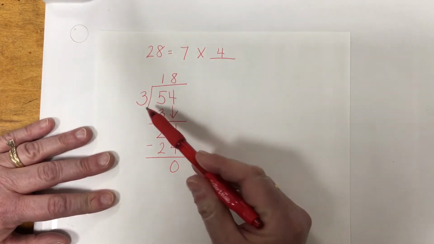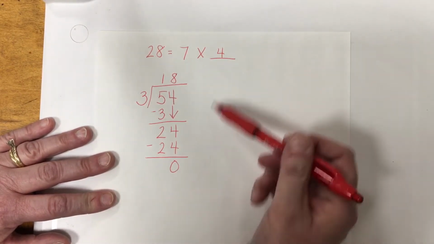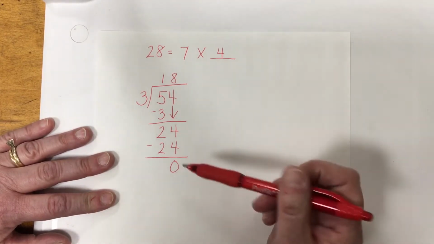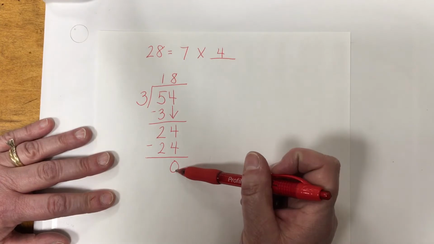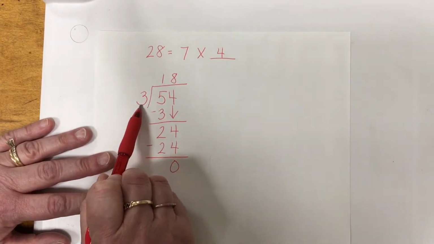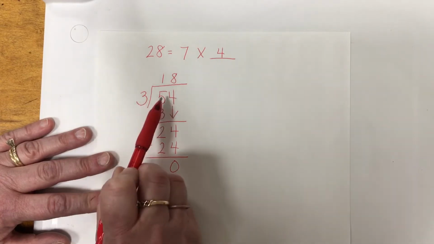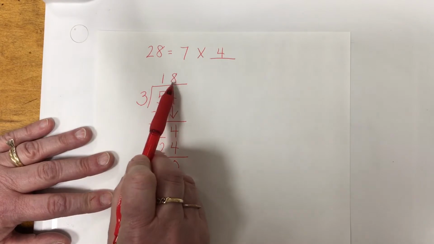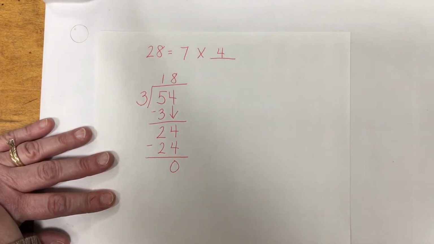Is 0 less than 3? Yep. Is there anything else to bring down? No. Do we have a remainder? No. Therefore, 3 is a factor of 54. Also, 18 is a factor of 54.